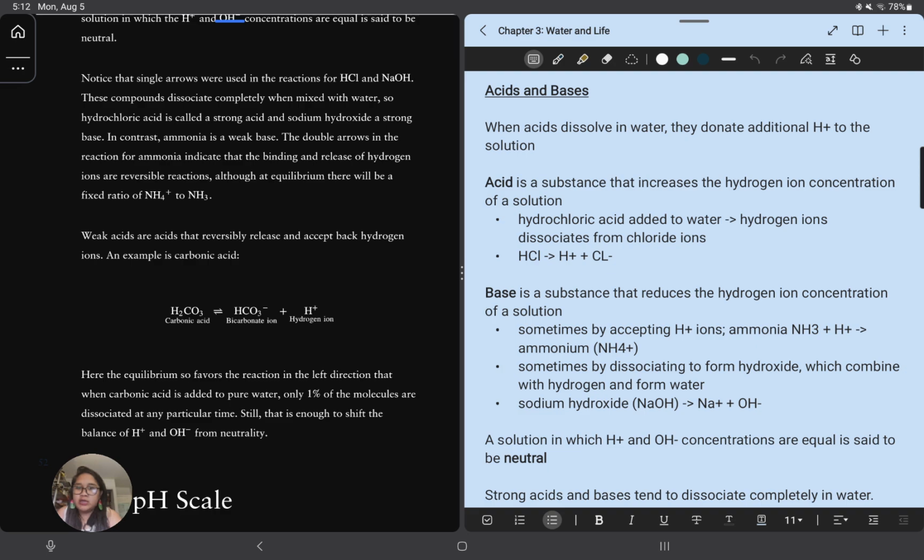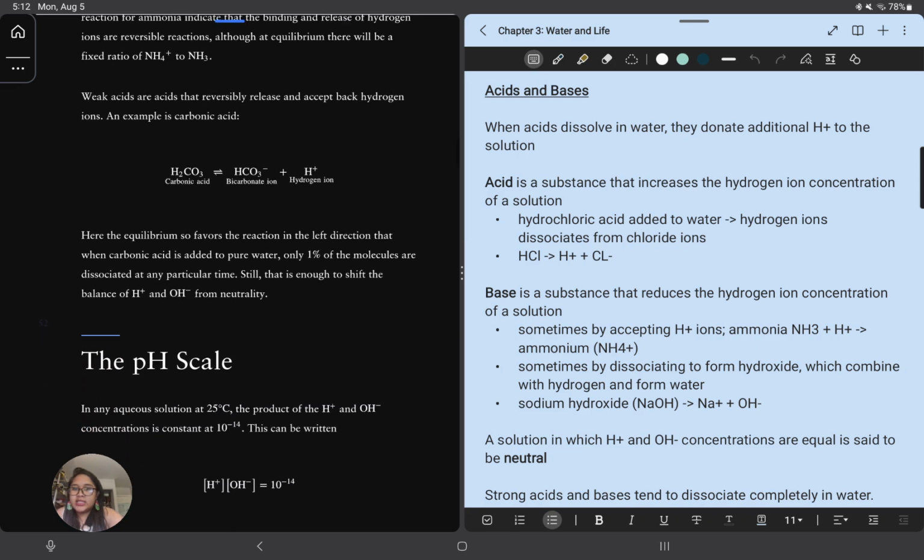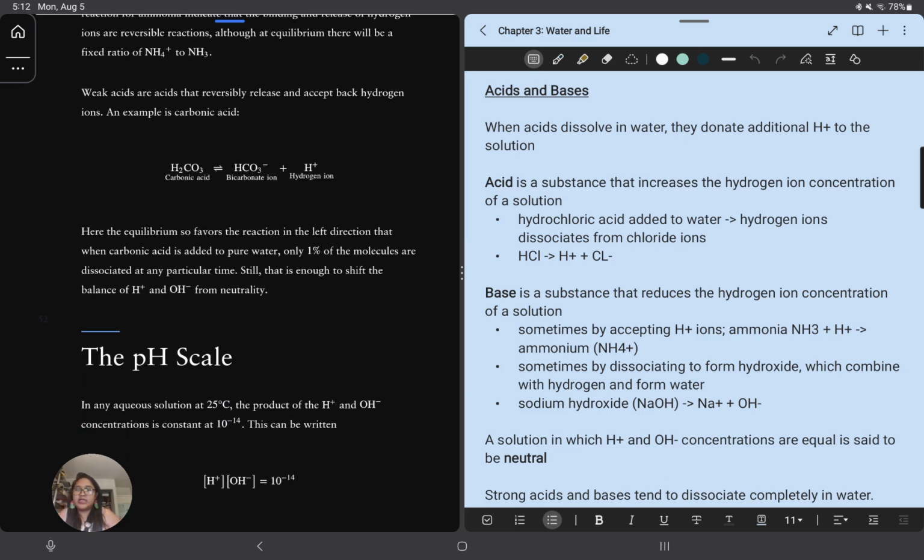The double arrows in the reaction for ammonia indicate that the binding and release of hydrogen ions are reversible reactions, although at equilibrium there will be a fixed ratio of NH4 plus to NH3. Weak acids are acids that reversibly release and accept back hydrogen ions. An example is carbonic acid. So we see carbonic acid dissociating into bicarbonate ion and hydrogen ion.